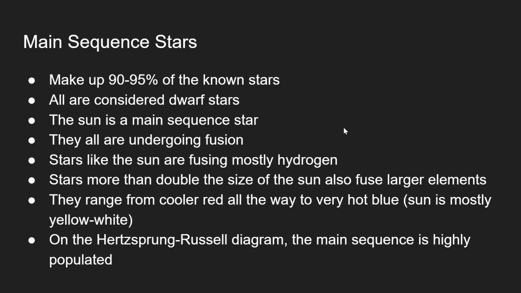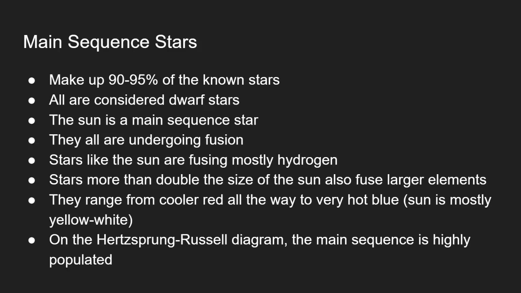They are all considered dwarfs. So none of the giants and hypergiants and supergiants are part of the main sequence. The sun is a main sequence star. They're all undergoing fusion. And they're mostly fusing hydrogen because they're not that big and they're not that old yet. Stars more than double the size of the sun will start to fuse larger elements. So as they get a little bigger, then they can start fusing into heavier things.